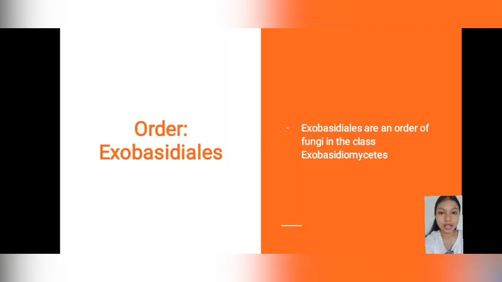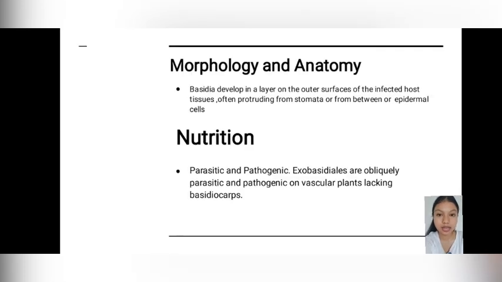Moving on to the order Exobasidiales. Exobasidiales are an order of fungi in the class Exobasidiomycetes. About its morphology and anatomy. Basidia develop in a layer on the outer surface of the infected host tissues, often protruding from stomata or from between epidermal cells. Nutrition. Nutrition is basically parasitic and pathogenic.